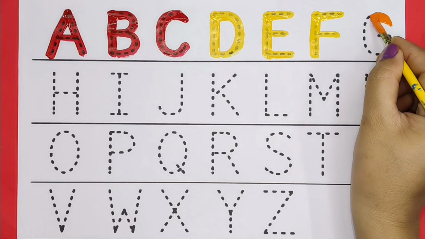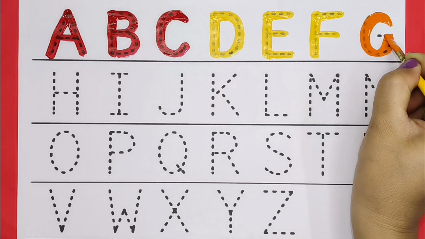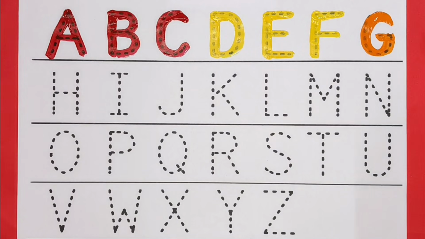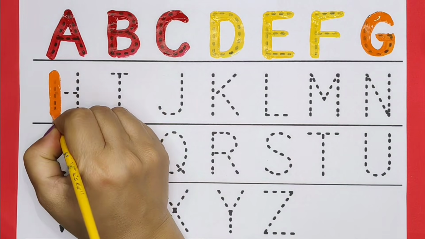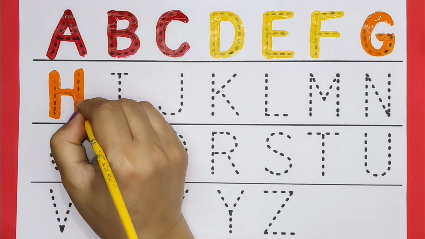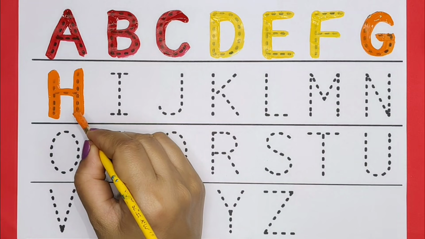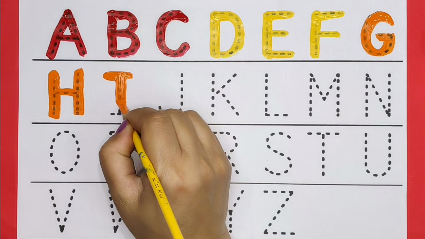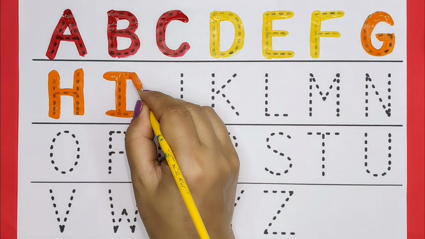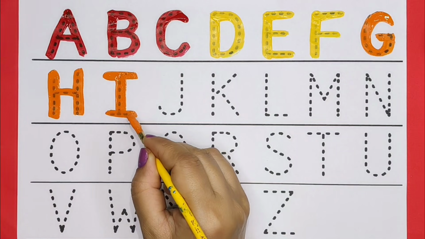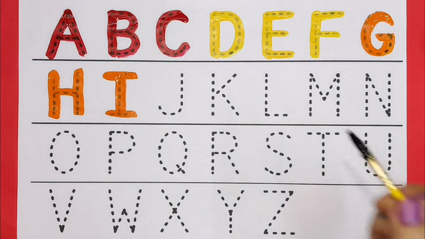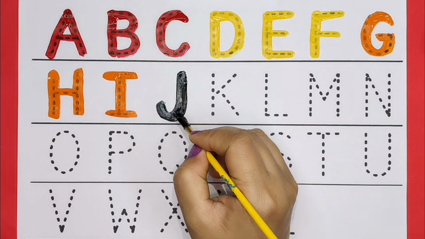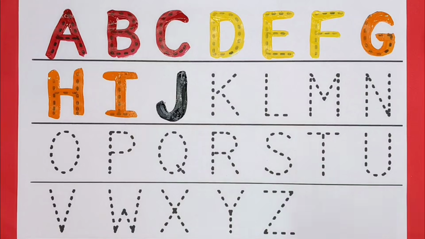Orange color. G for grapes. H for horse. I for ice cream. Black color. J, J for joker.